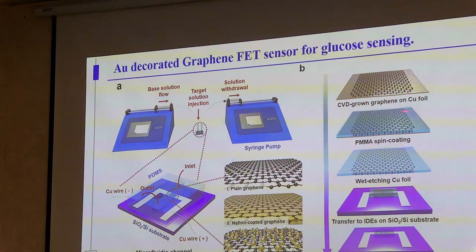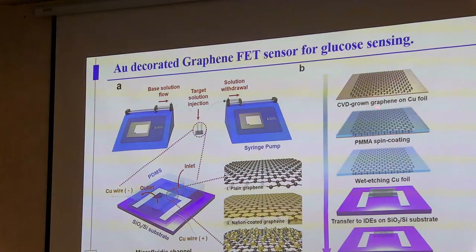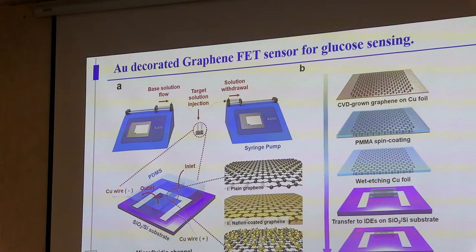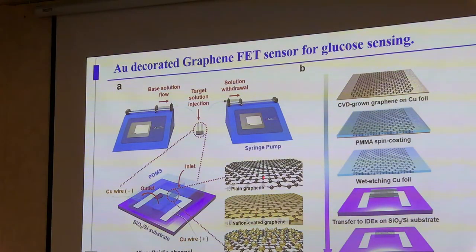So here you have CVD graphene on Cu foil, and then you transfer it using the wet etching method onto your substrate and fabricate the device. Here you have a plain graphene device, then naphthalene coated graphene, then gold decorated graphene. So these are three different samples. They studied what happens if we use three different types of channels, and how selective or sensitive they are to glucose.